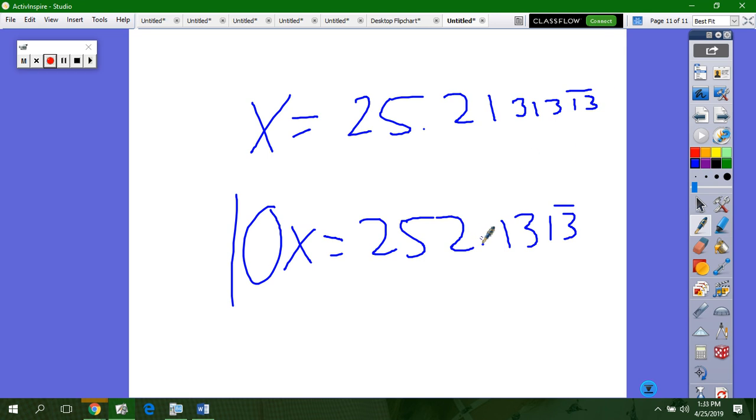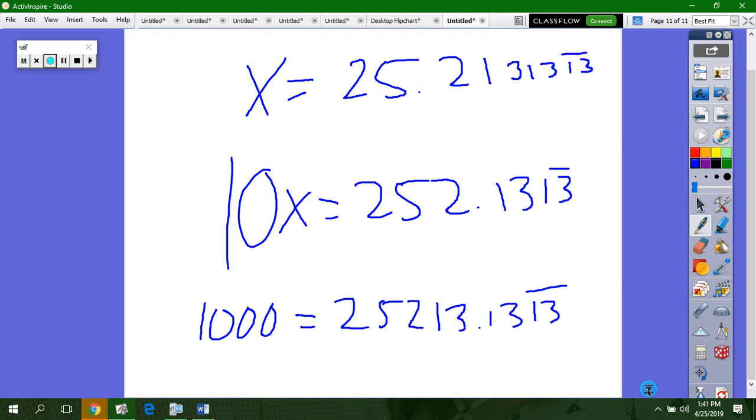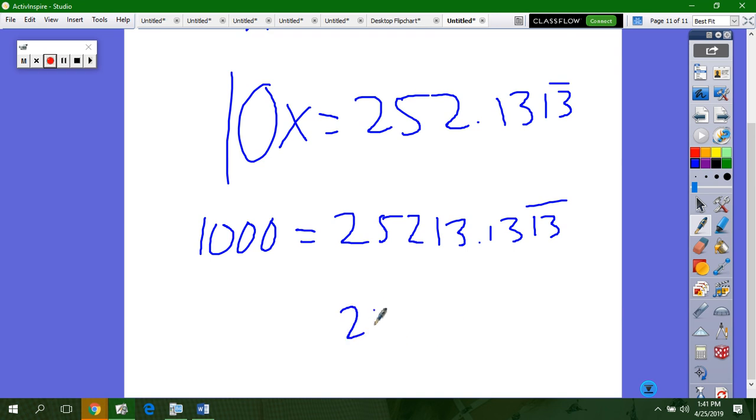How much do I have to times by to get past the repeating? I got times by 100 because that's 2 decimal places. Does that make sense to everybody? I'm timesing this guy right here by 100, which is 1,000x, which would be 25,213.1313 and so on repeating. Now why did I do that? Because beforehand I couldn't subtract those. Now can I subtract these two together and get rid of the repeating decimal? Once again, I don't know why this is in this unit, but it is. So I get 24,962, I want to say.